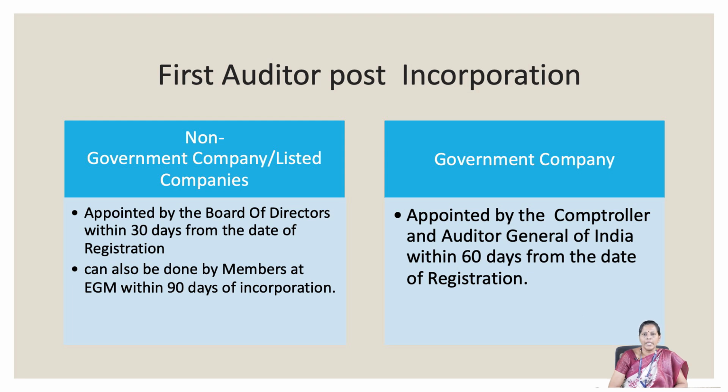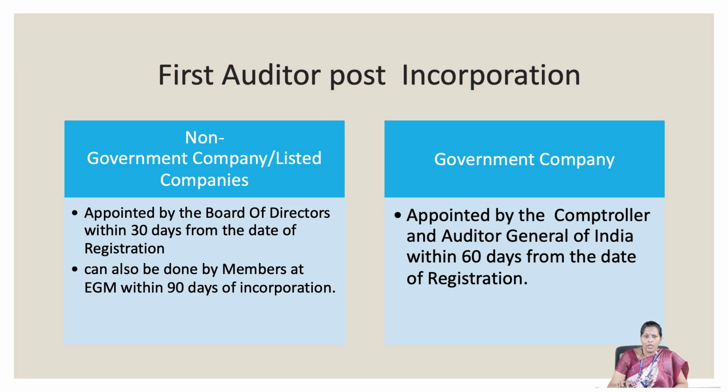In the government company, the auditor can also be appointed by the board of directors or by the members. If the appointment is going to be done by the board of directors, then it is to be done within 30 days from the date of registration. If it is to be done by the members, then such appointments are done in the extraordinary general meeting within 90 days from the date of incorporation.